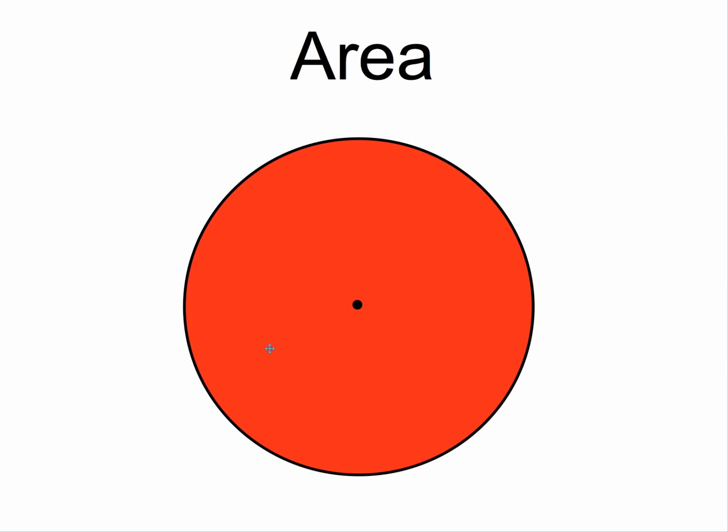Area, remember, just a reminder, is the space inside the shape, so the space inside the circle here. And the formula for area of a circle is area equals pi times r squared, and the r stands for the radius.